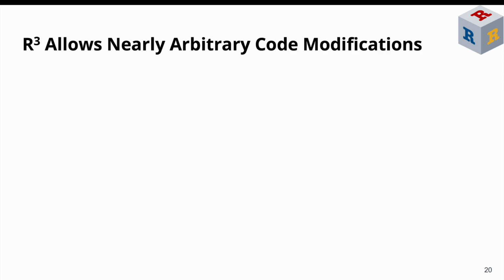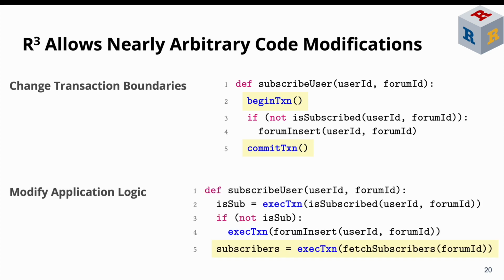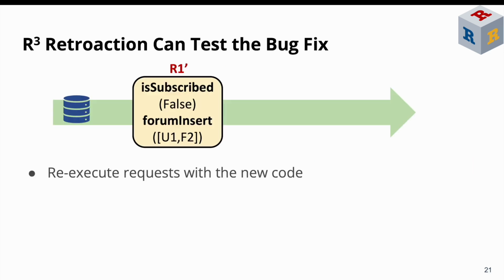R-Cubed retroaction allows nearly arbitrary code modifications. I'll demonstrate retroaction with a Moodle bug fix, where we wrap the entire subscribe user function in one big transaction. So R-Cubed re-executes requests with the new code, but still following the same transaction order.